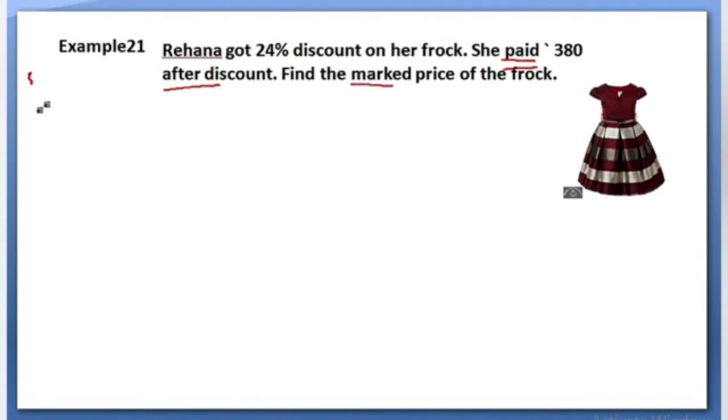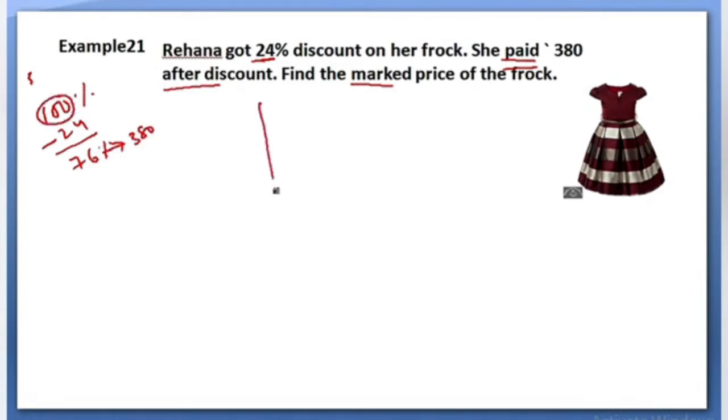See, generally we take percentages out of 100 total. So she got the 24% discount, so we need to subtract the 24%. Then you will get 76. So she got the frock for 76%, and she paid 380 rupees. Now we are going to find the market price, that means 100%.